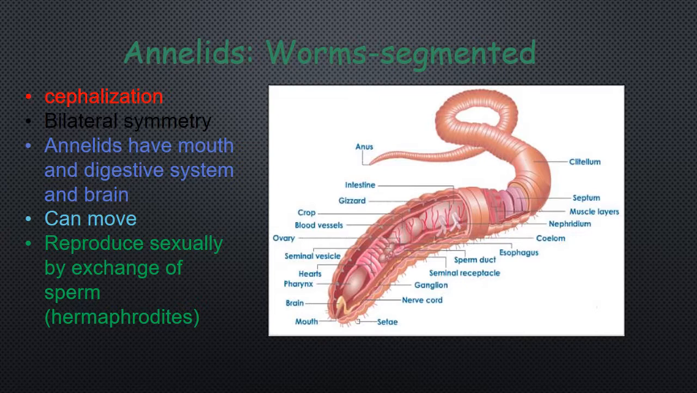So annelids, which are segmented worms, they have cephalization. They have a bilateral symmetry, so we could divide them down the middle. They have a mouth and a digestive system and a little clump of nerves that acts as a brain. They can move, and they reproduce sexually by exchange of sperm. But they are hermaphrodites, which means they have both the male and the female parts.